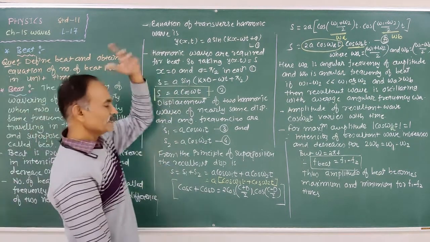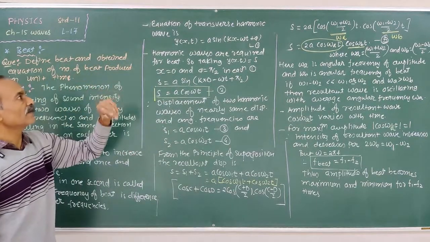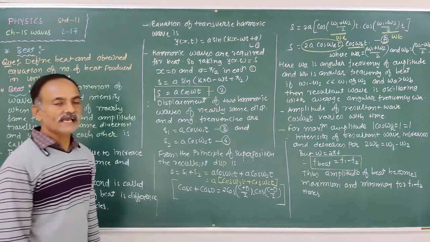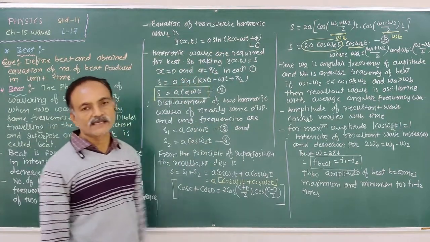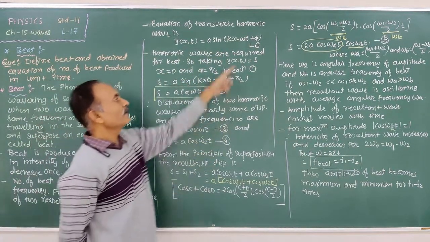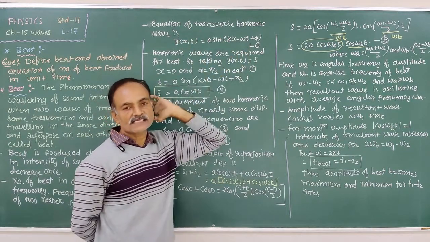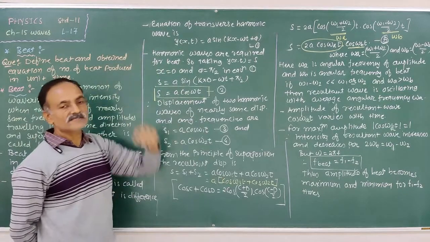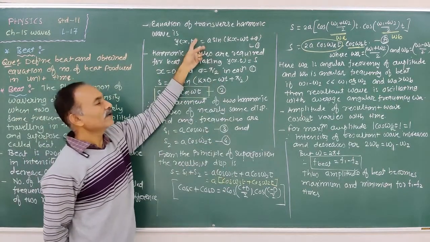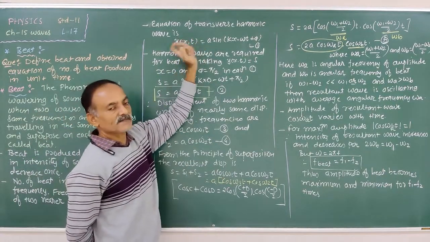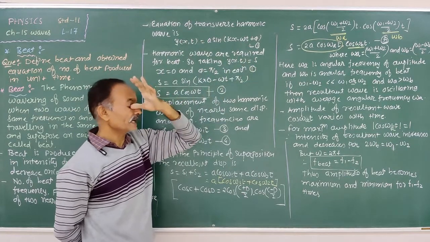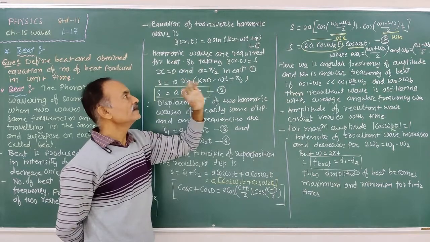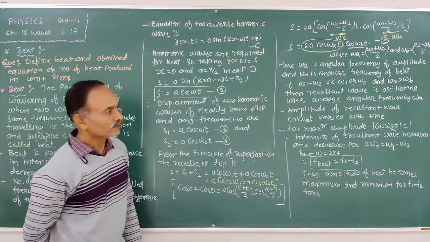Now, for that purpose, consider the transverse harmonic wave y(x,t) is equal to a sin(kx minus omega t plus phi). Phi is the initial phase, omega is the angular frequency, k is the wave vector. But for beat, harmonic waves are required. Therefore, in the above equation, instead of y, we take the displacement s. x is taken as 0 and phi is equal to pi by 2.